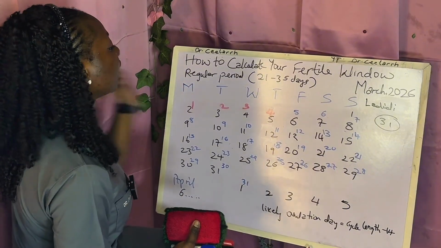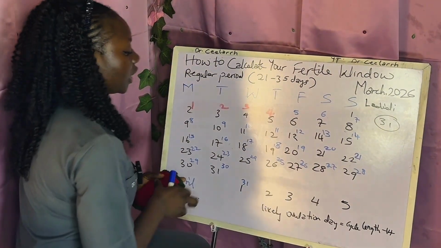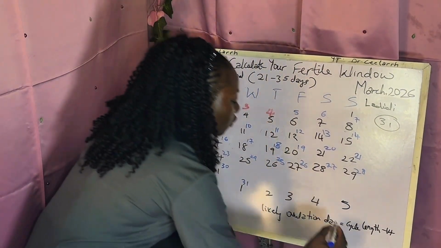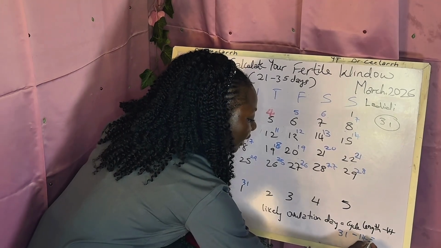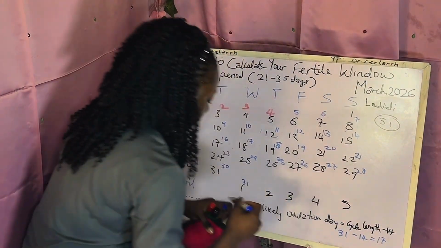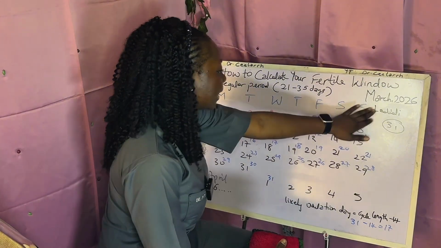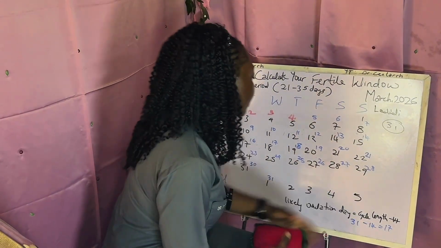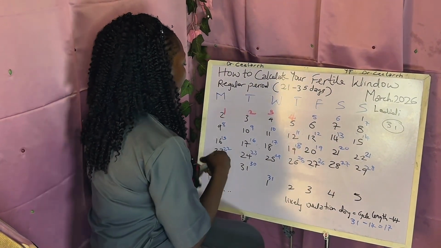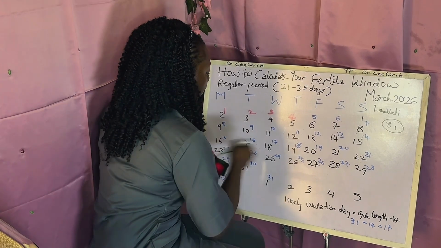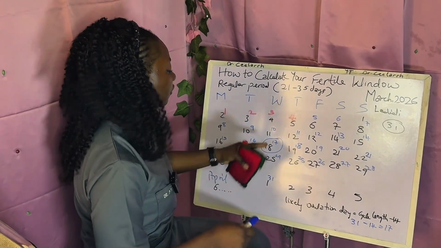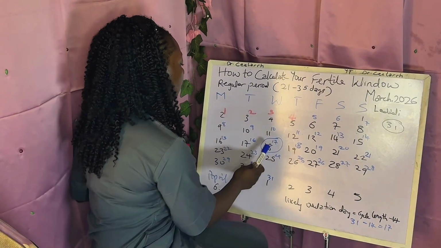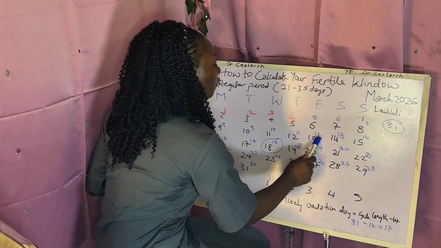So to calculate her likely ovulation date, it is the cycle length, which is 31 now, minus 14, and that gives us 17. This means that Ladidi is likely to ovulate on the 17th day of her cycle. And where is the 17th day of her cycle? This is it here. So her fertile window will be 5 days before this day and 1 day after it, which is 1, 2, 3, 4, 5.